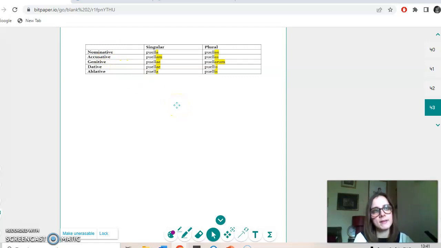So now I'm going to give you some exercises that you can do where you have to fill in the blanks. So first you guess the case, and then you fill in the right ending for it.